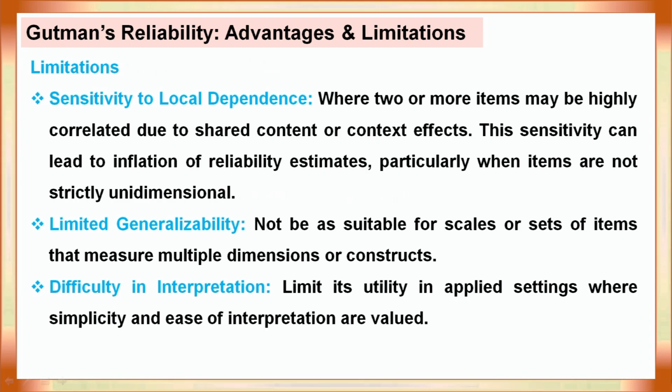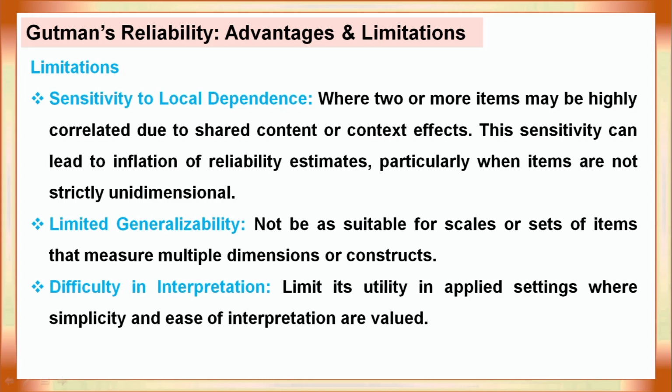And what are the limitations? Firstly, its sensitivity to local dependence. When 2 or more items are highly related or they share the context, this can actually inflate the Goodman lambda. Secondly, it has limited generalizability.